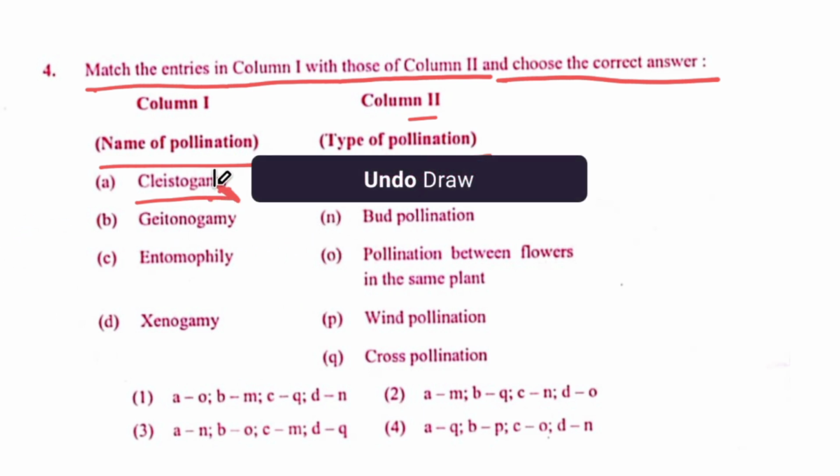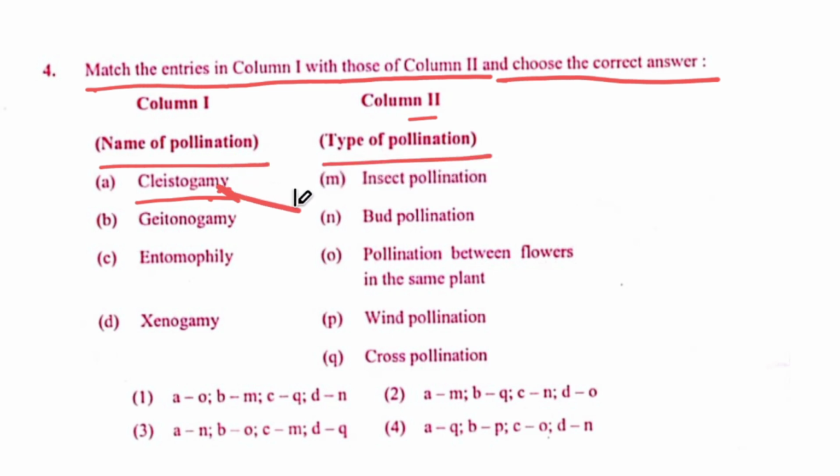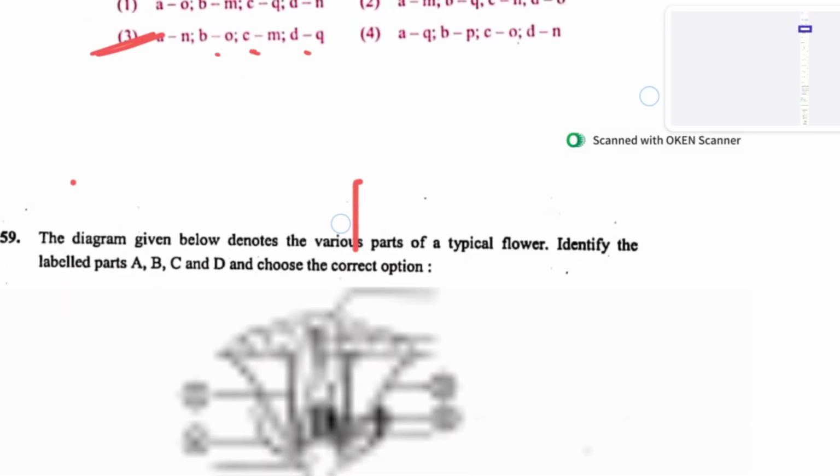Geitonogamy, the pollination between different flowers of the same plant. Entomophily, entomo means insect, so that is insect pollination. Xenogamy, it is always cross pollination. So for this one, the right answer will be A, N, B, O, C, M, D, Q. So 3 is the right answer. Read out the next question.